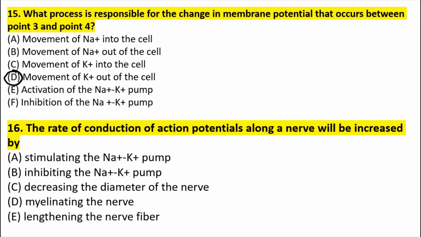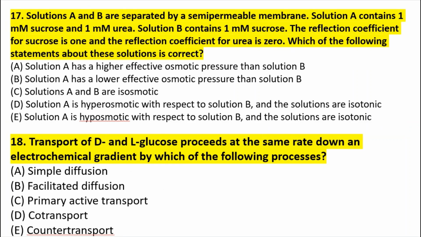All right, let's go to 16. The rate of conduction of action potentials along a nerve will be increased by A, stimulating the sodium potassium ATPase pump? No. Inhibiting the sodium potassium pump? No. Decreasing the diameter of the nerve? No. Myelinating the nerve? Yes, we know that when you myelinate the nerve, the speed of the action potential is going to increase.